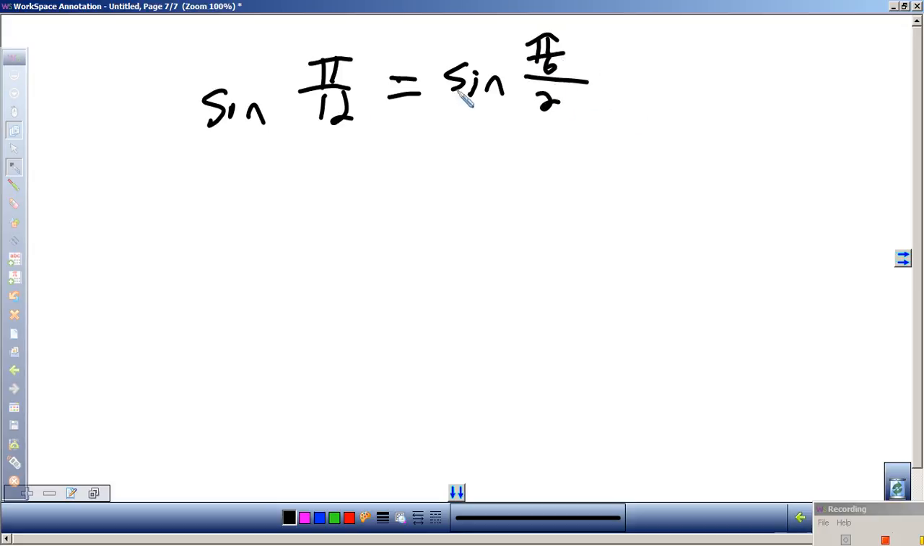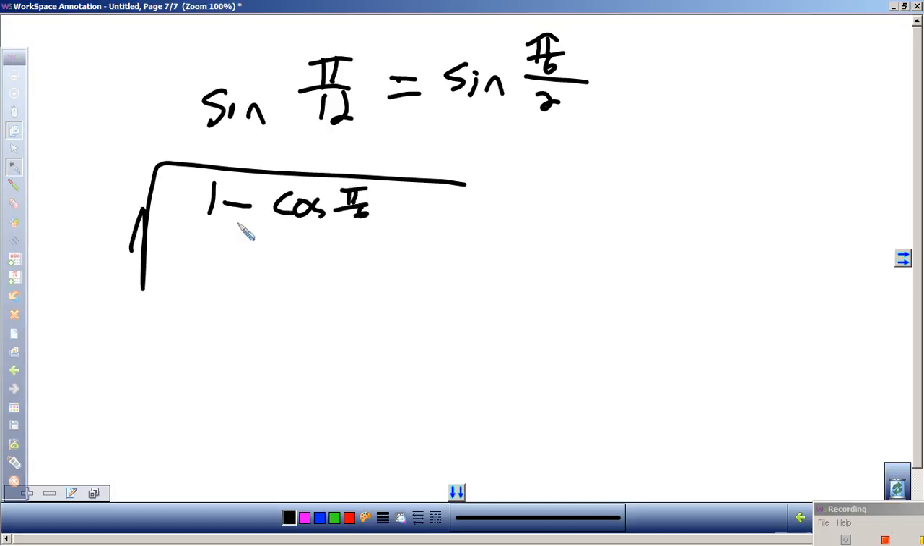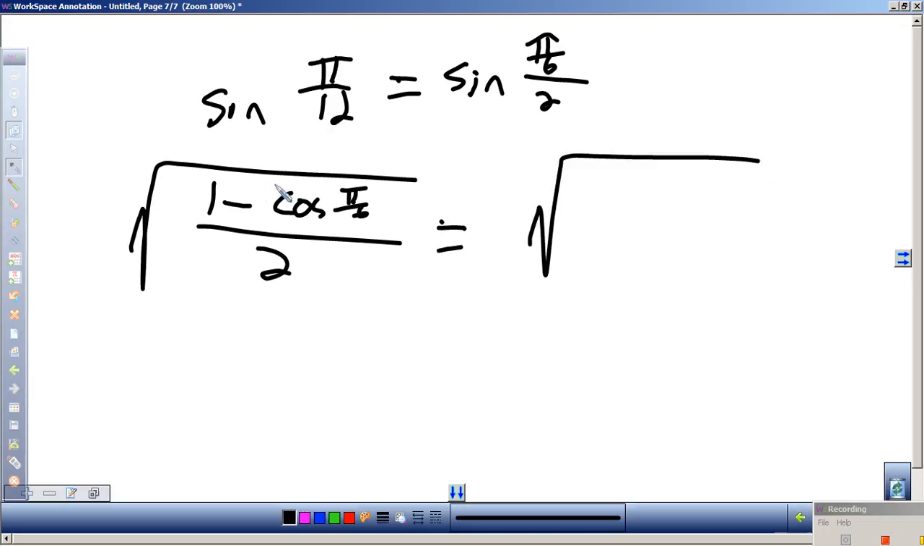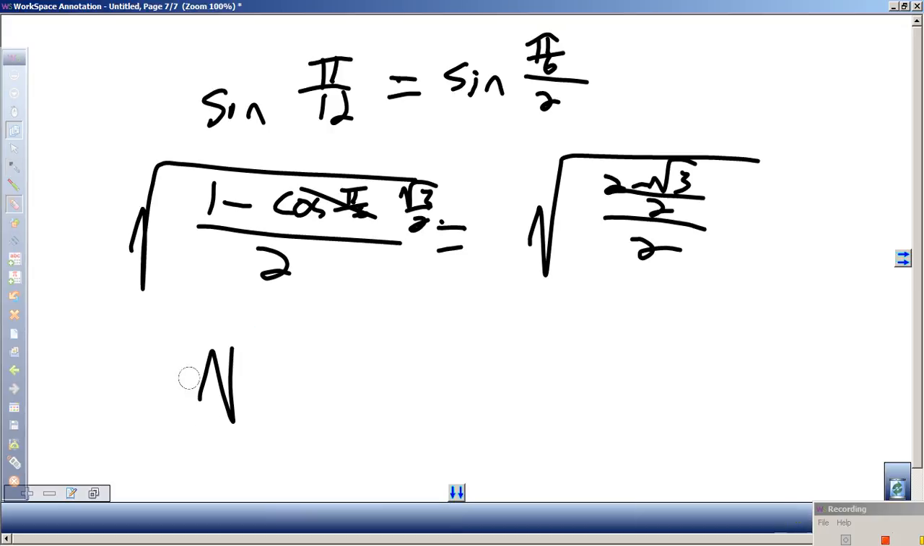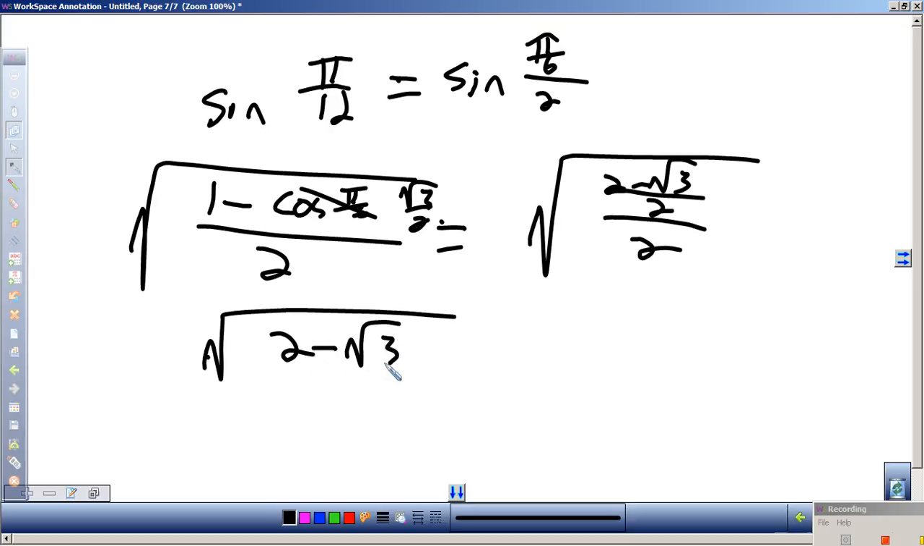Now, is sine going to be positive or negative? Positive, so I'm going to have positive square root of 1 minus cosine of pi/6 over 2, equals square root. What's cosine of pi/6? Root 3 over 2, so I'm going to do 2 minus root 3 over 2, over 2. That's combining two steps, starting with this 2 over 2. And so we're going to get square root of 2 minus root 3 over 2.